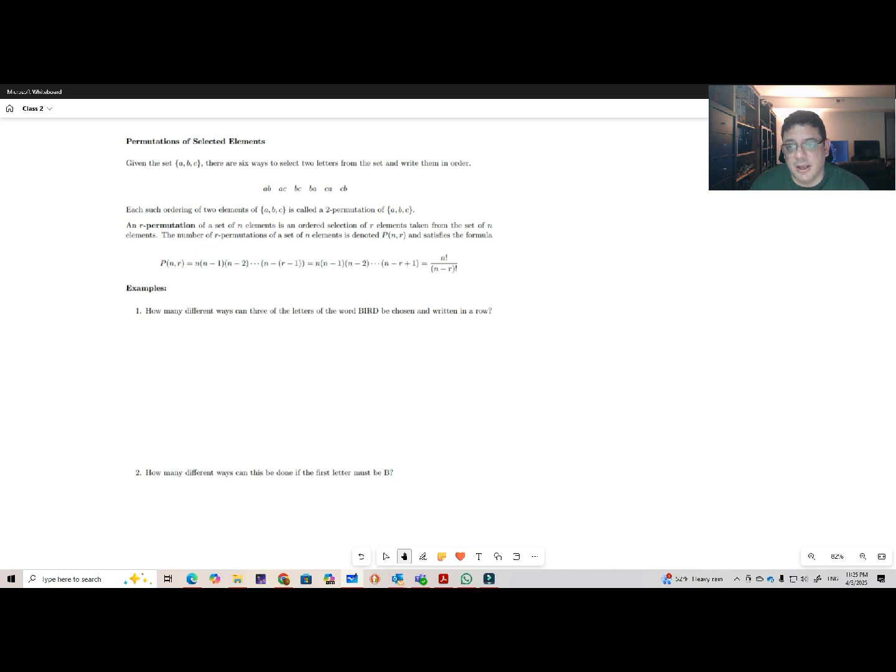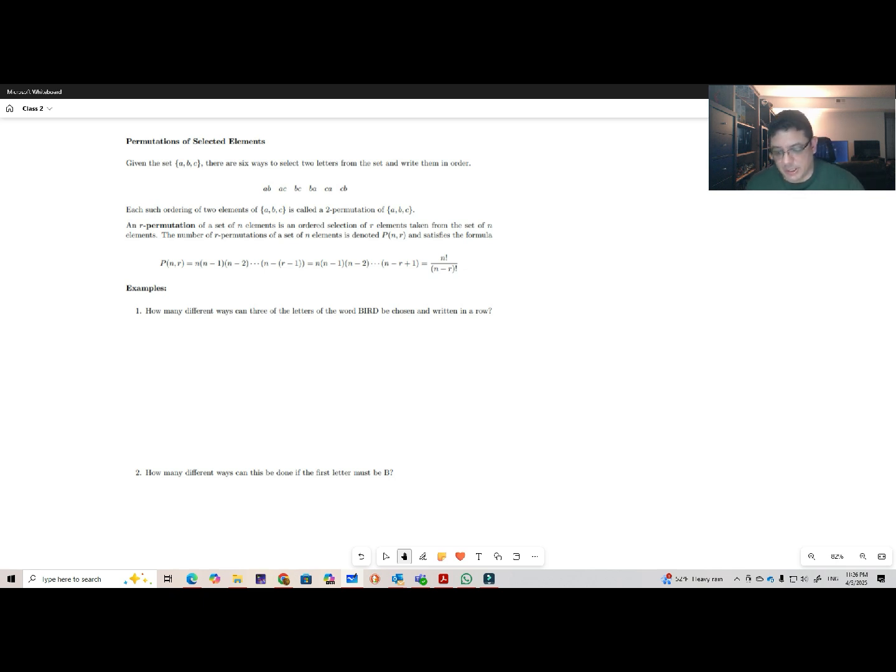So in this case, each of these orderings of 2 elements of ABC is called a 2-permutation of ABC. And in general, an r-permutation of a set of n elements is an ordered selection of r elements taken from the set of n elements. And we call this the permutation of n, r. And so that permutation is really the multiplication from n down to the n minus r plus 1 element. And that's going to be characterized by n factorial over n minus r factorial.